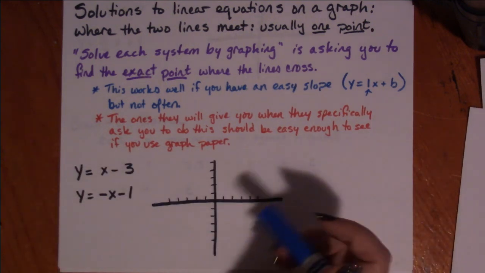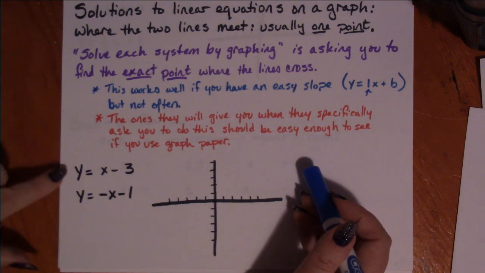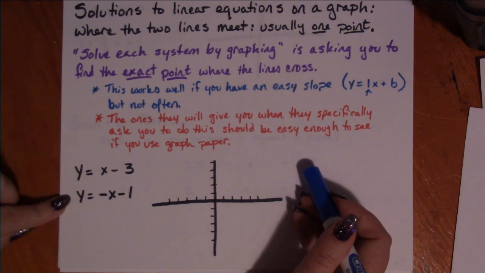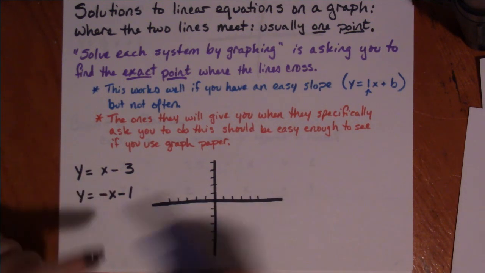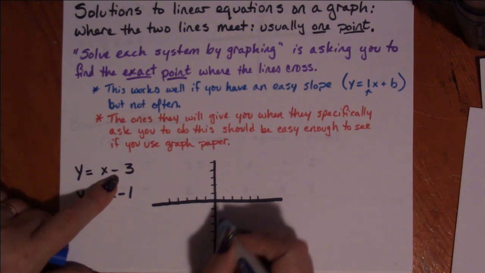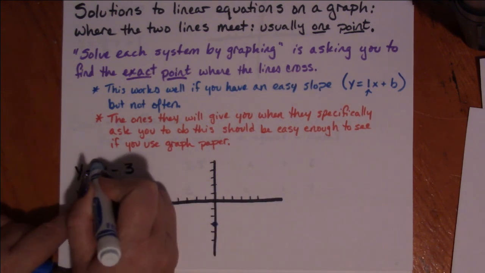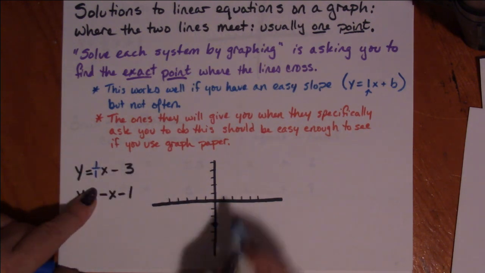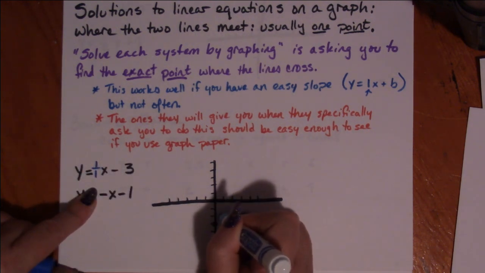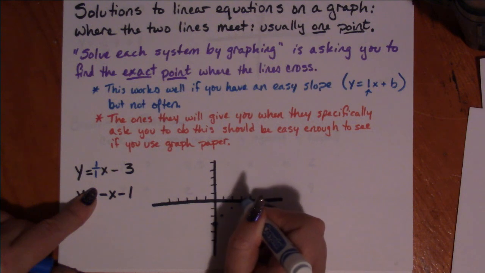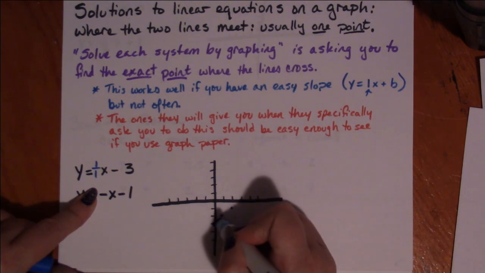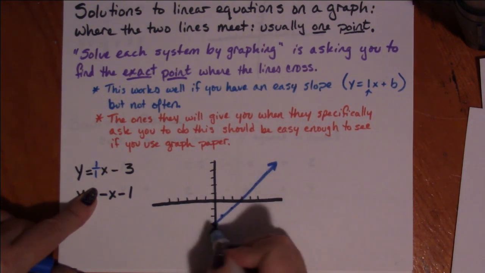So we're going to start with two equations that are already in slope-intercept form, so I can graph them easily. Here I'm going to start with negative 3, and my slope is 1, which is 1 over 1, rise over run. So I'm going to go up 1 and over 1, up 1 and over 1, up 1 and over 1, and my first line is about here.